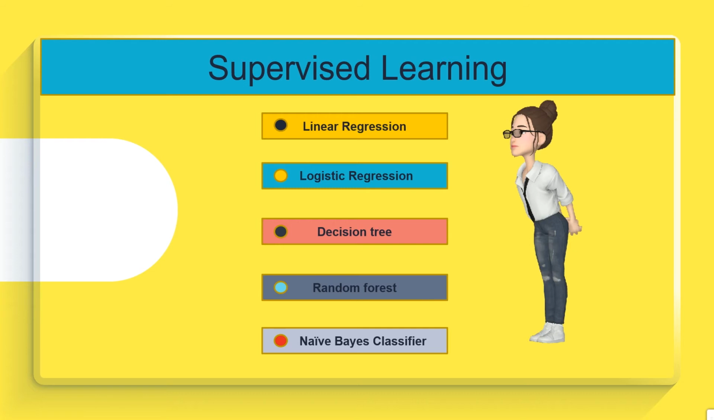Next, we have decision trees. These are used for classification problems. It works for both categorical and continuous dependent variables. And if we talk about random forest, random forest is an ensemble of decision trees. It gives better prediction accuracy than decision trees. So that is another type of supervised learning algorithm. And finally, we have the naive-Bayes classifier. It is a classification technique based on the Bayes theorem with an assumption of independence between predictors.